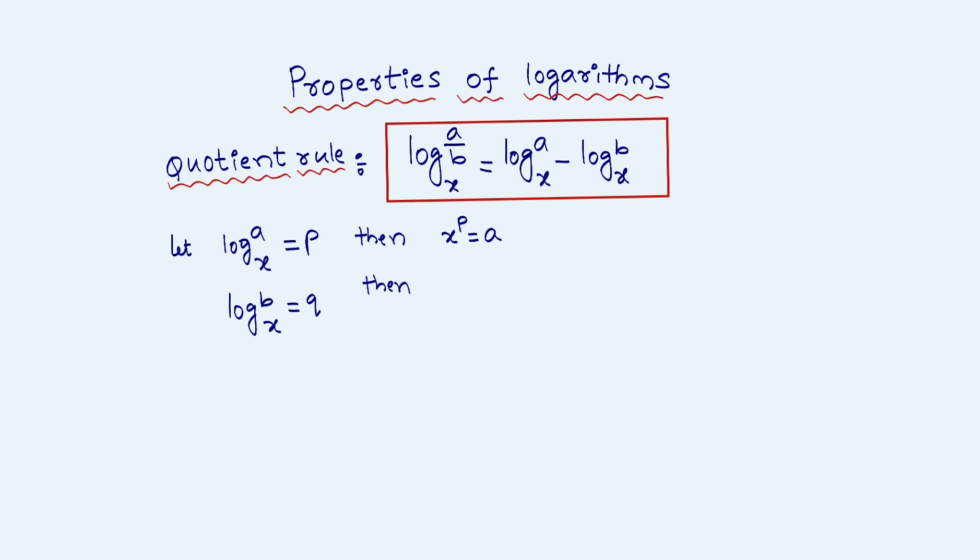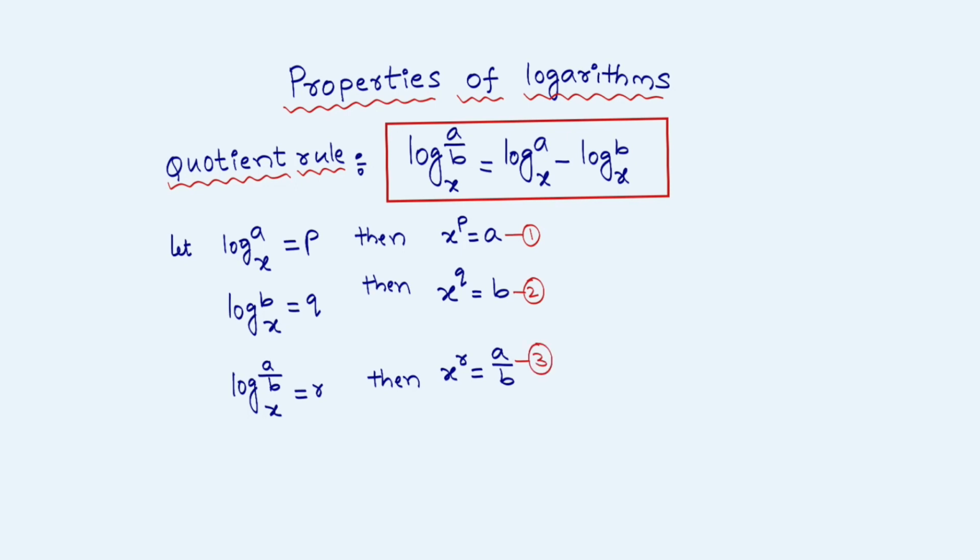Then x to the power of q is equal to b. Same as before. And the next one, log of a by b. Before it was a into b, now a by b. Log of a by b to the base x is equal to r. Then we can write it as x to the power of r is equal to a by b. So here also we take it as equation 1, equation 2, equation 3.